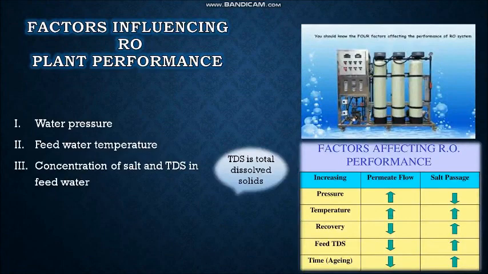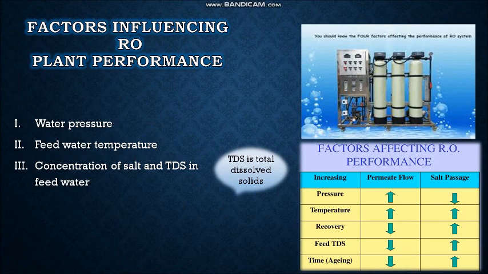Factors influencing the RO plant performance. Water pressure. High pressure is the driving force and the base of reverse osmosis. As we have discussed earlier, high pressure is required for the feed water to overcome osmotic pressure and cross the membrane. If pressure is not enough to overcome the osmotic pressure, then RO will not be successful.